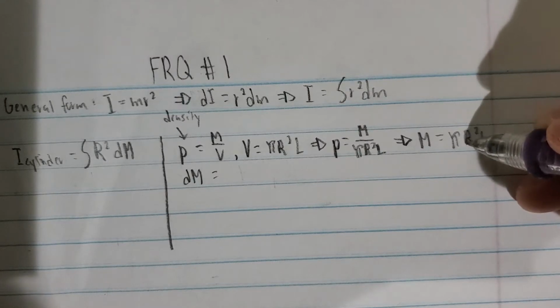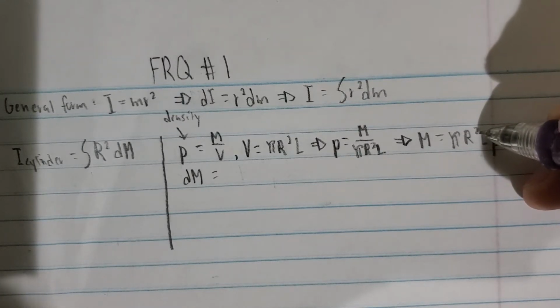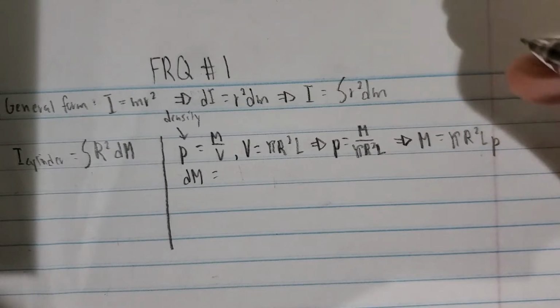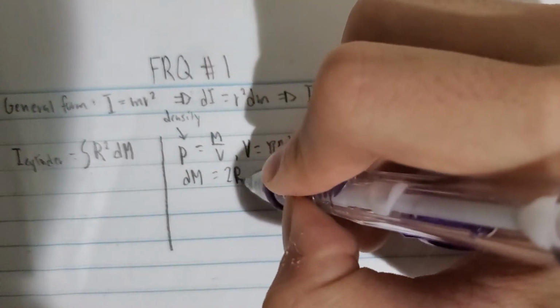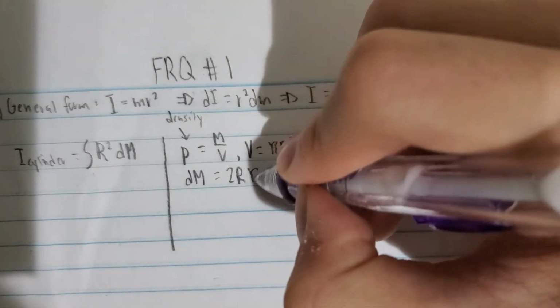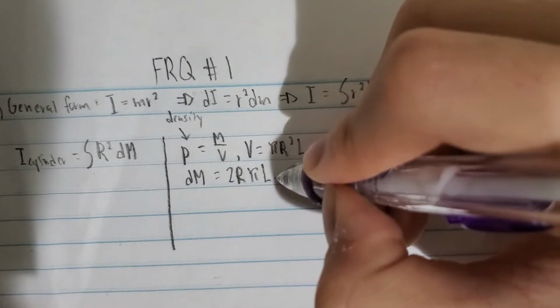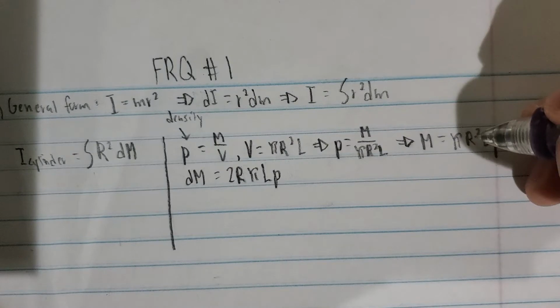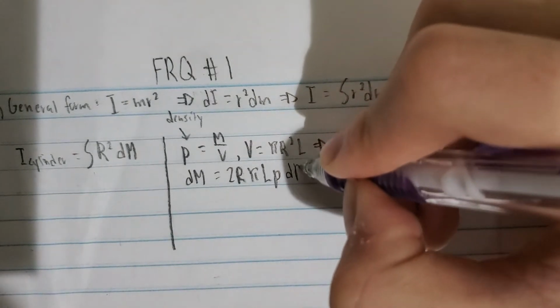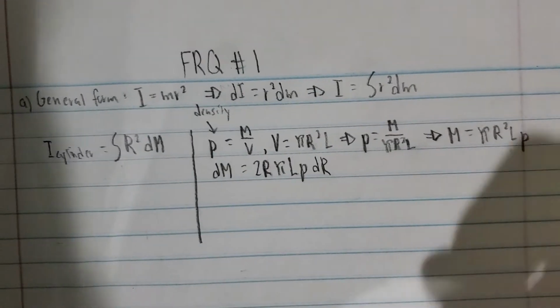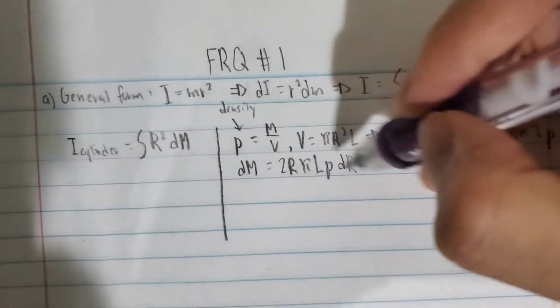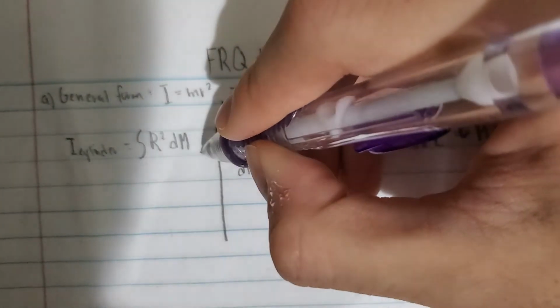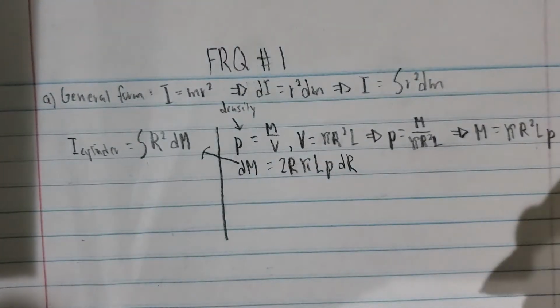However, when I take the derivative of r squared, I'm going to get 2r, because I bring the exponent out as a coefficient and subtract the exponent by 1. So we'll have 2r, and everything else stays the same. And the derivative of r is dr, so I also have that. Now that I've written dm in terms of dr, I can substitute it in right here.